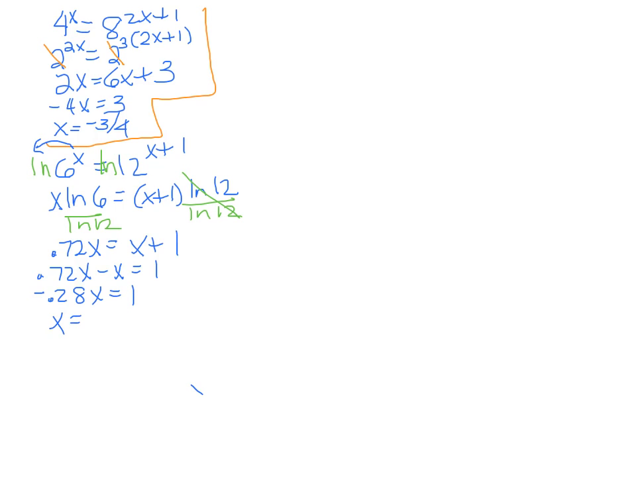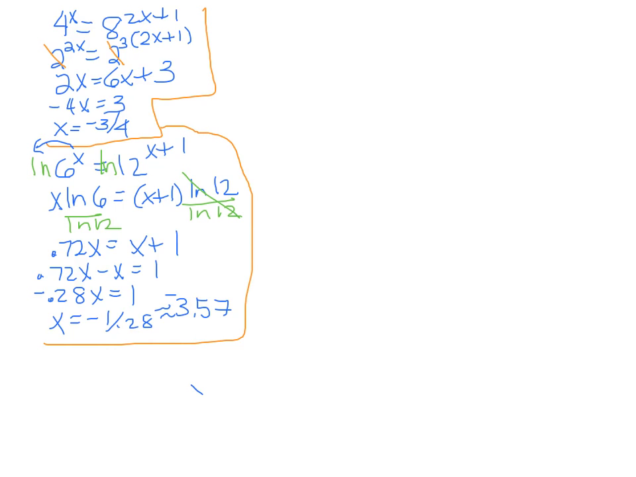So solving for x, we get it to be negative 1 over 0.28, which is about negative 3.57. So those problems will involve using a calculator and getting decimal approximations.